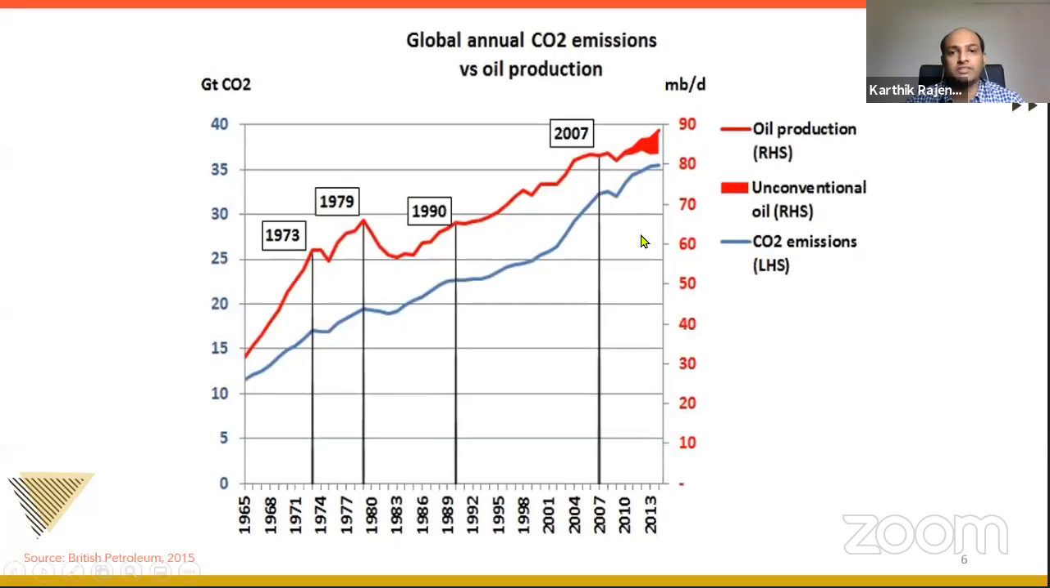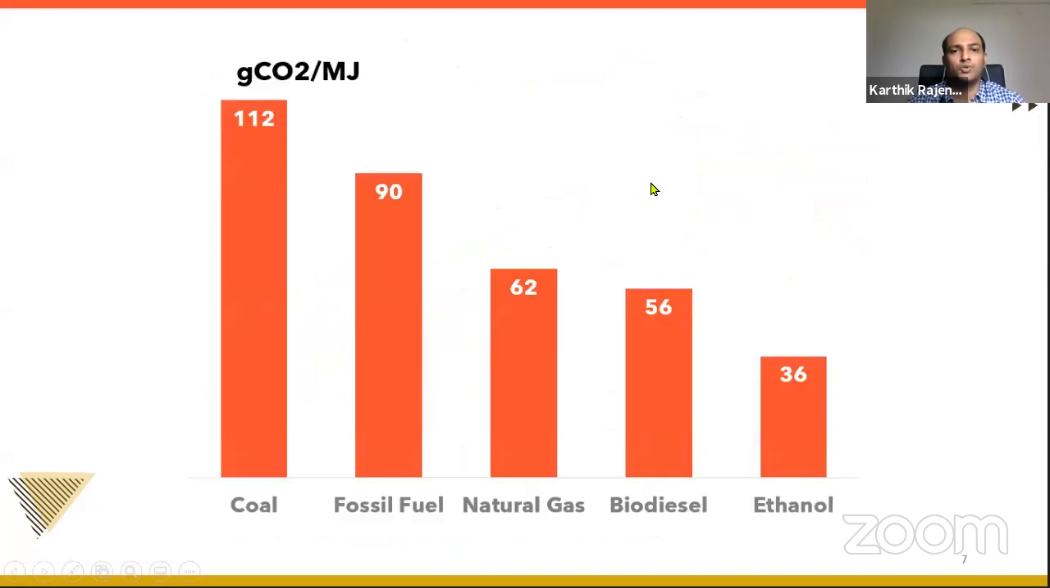And our oil production versus carbon dioxide emission is directly related. The global carbon dioxide emission is the blue line you can see here, and the global oil production is the red line. So as the oil production increases, our emission of carbon dioxide increases steadily.